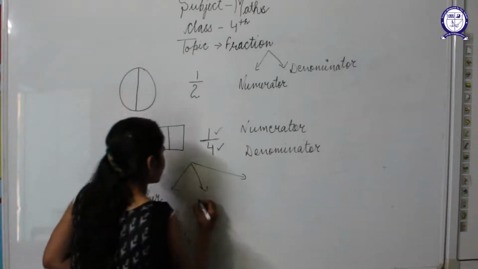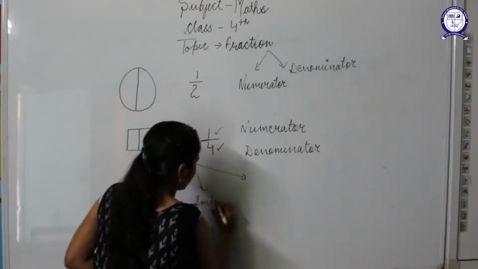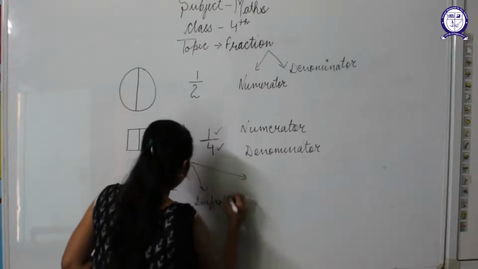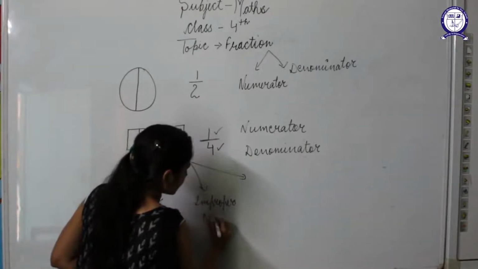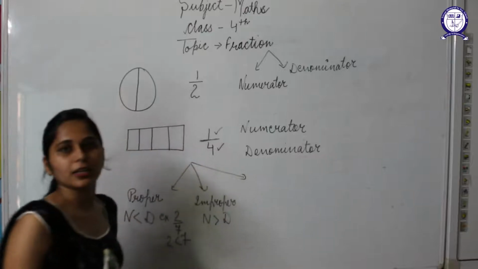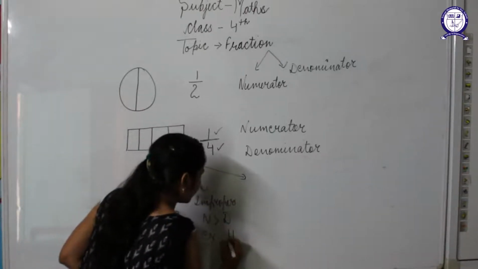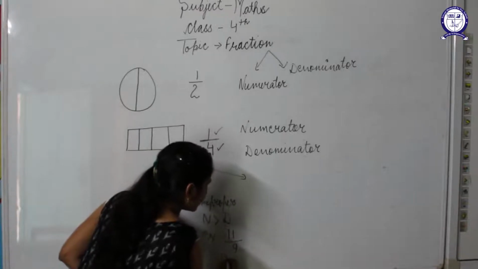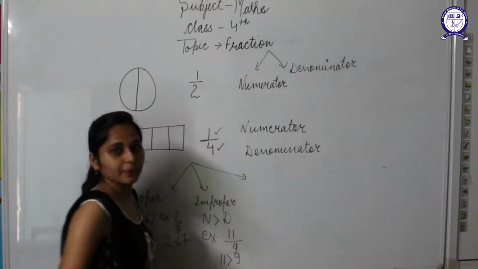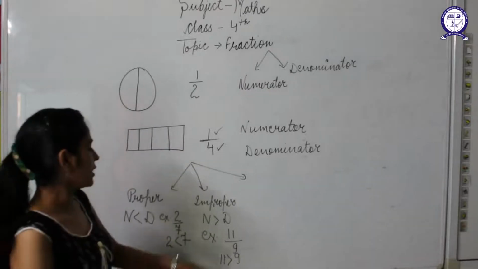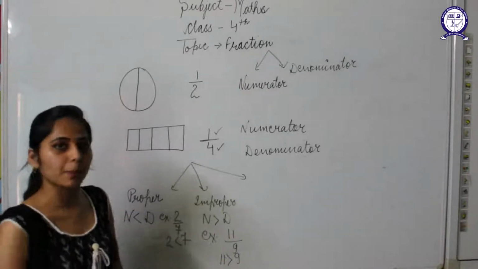And the next type is improper fraction. Improper fraction is that fraction, students, in which numerator is greater than denominator. Now this will be clear with an example. Here we are having 11/9. Now 11 is greater than 9, students. It means numerator is greater than denominator. So this will be considered as improper fraction.